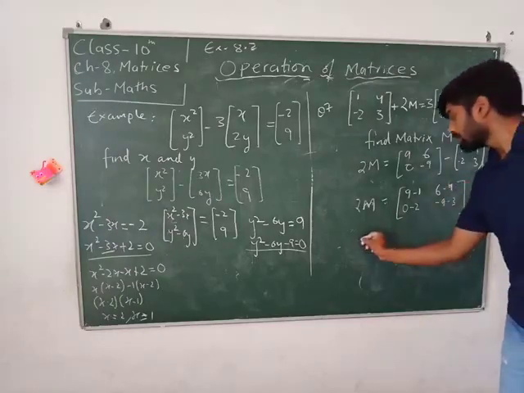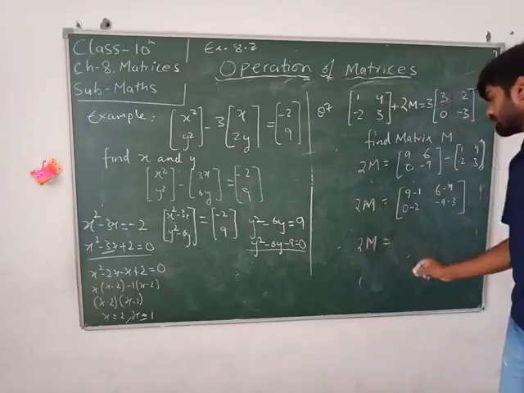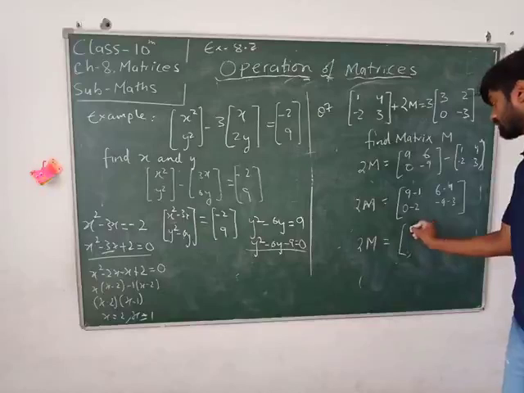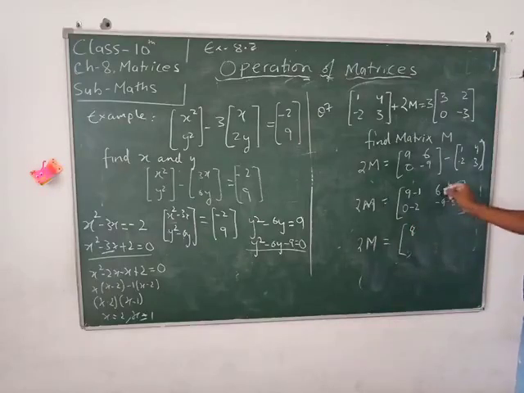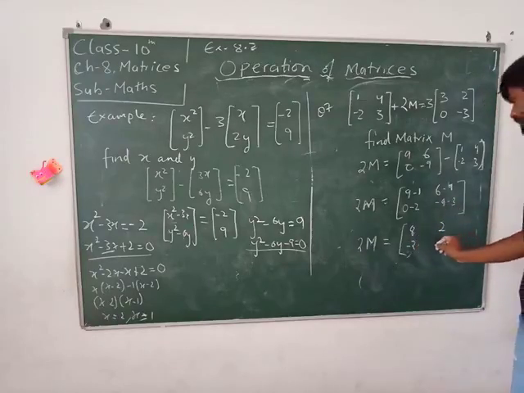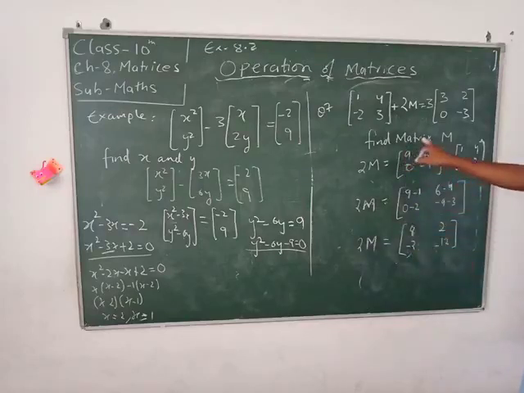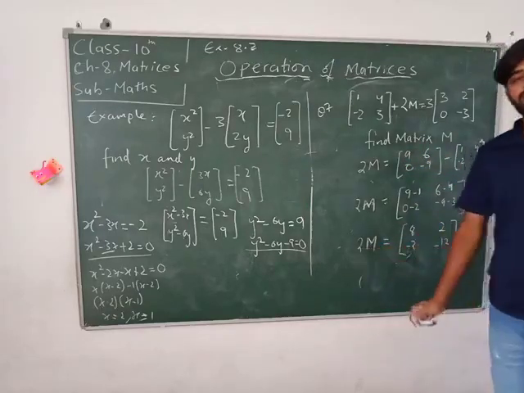Okay, so 2 capital M equals to 9 minus 1 is 8. What is this? 6 minus 4 is 2. This is minus 2, and this is 12 minus 2. Right? But whose value do I have to give? Find matrix M. But something is disturbing me over here.